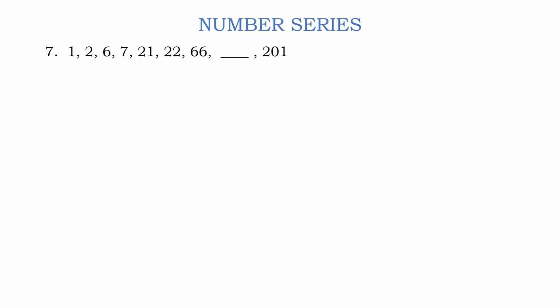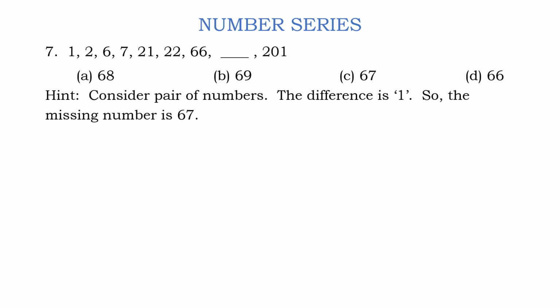Next, 1, 2, 6, 7, 21, 22, 66, blank, then 201. Here, if you take the numbers in pairs, the pairs differ by 1. So 1, 2 differ by 1, 6 and 7 differ by 1, 21, 22 differ by 1, 66 and the next number should also differ by 1. So we can easily say that the next number should be 67.